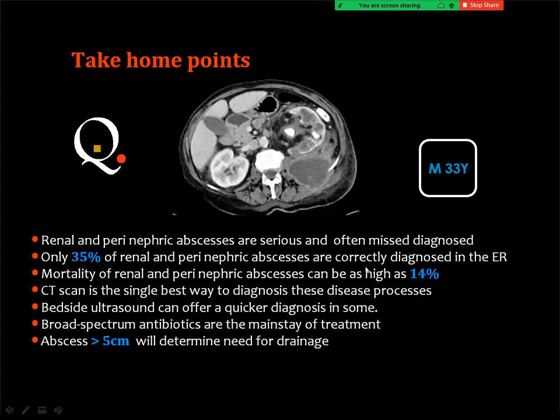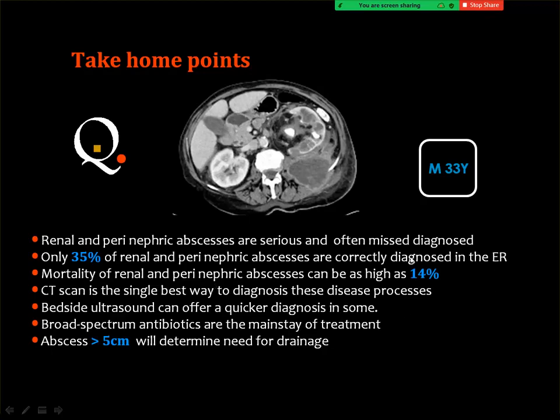important landmarks. Renal and perirenal abscesses are serious and often misdiagnosed. I can see in my daily practice many candidates or many of my colleagues that can misdiagnose this abscess as a tumor. Then I repeat, you should emphasize the clinical picture and the imaging findings. About 35% of renal and perirenal abscesses are correctly diagnosed in the emergency room.